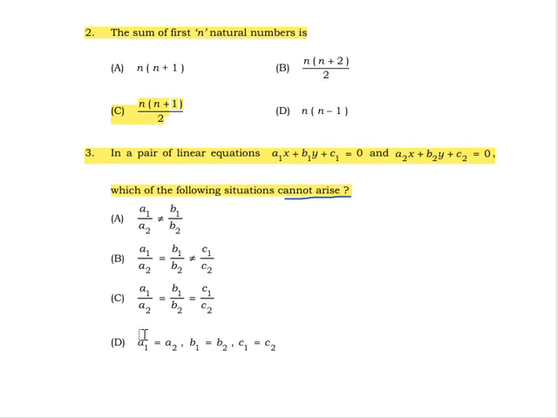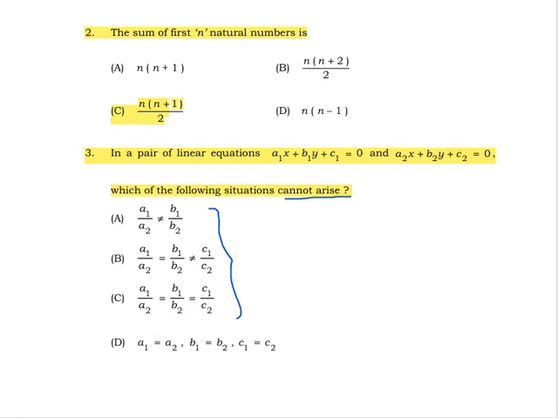You already know that to find the nature of the roots, the conditions that should be satisfied by the given linear equations are: a1 by a2 is not equal to b1 by b2; a1 by a2 is equal to b1 by b2 which is not equal to c1 by c2; and the third option is a1 by a2 is equal to b1 by b2 is equal to c1 by c2. These three options given in A, B and C are situations that can arise to find out the nature of the roots for the given linear equations.